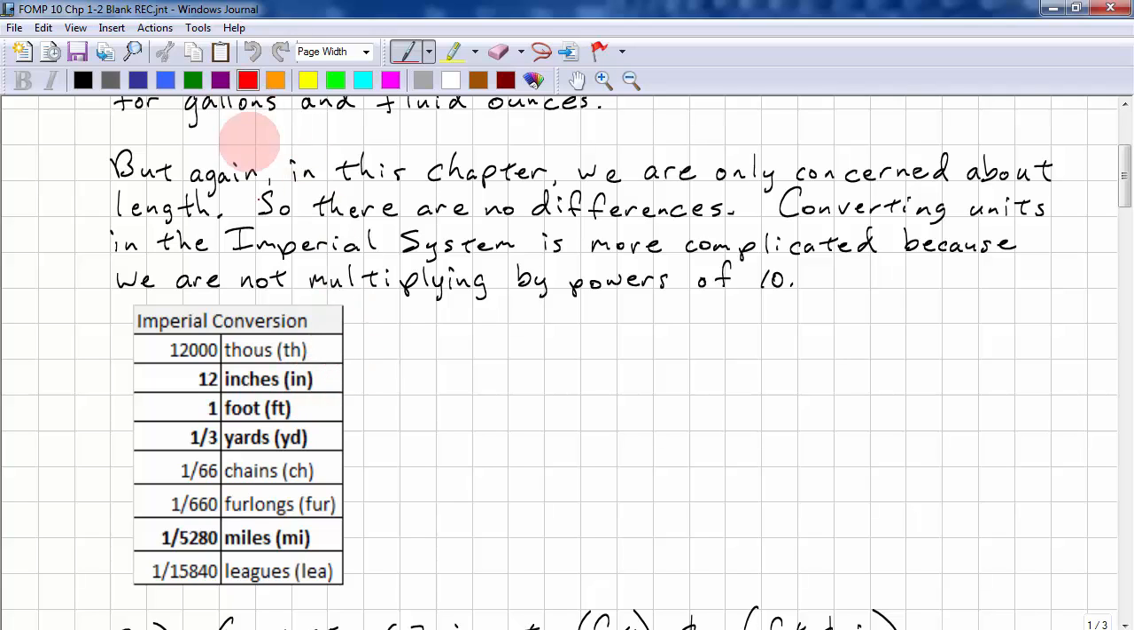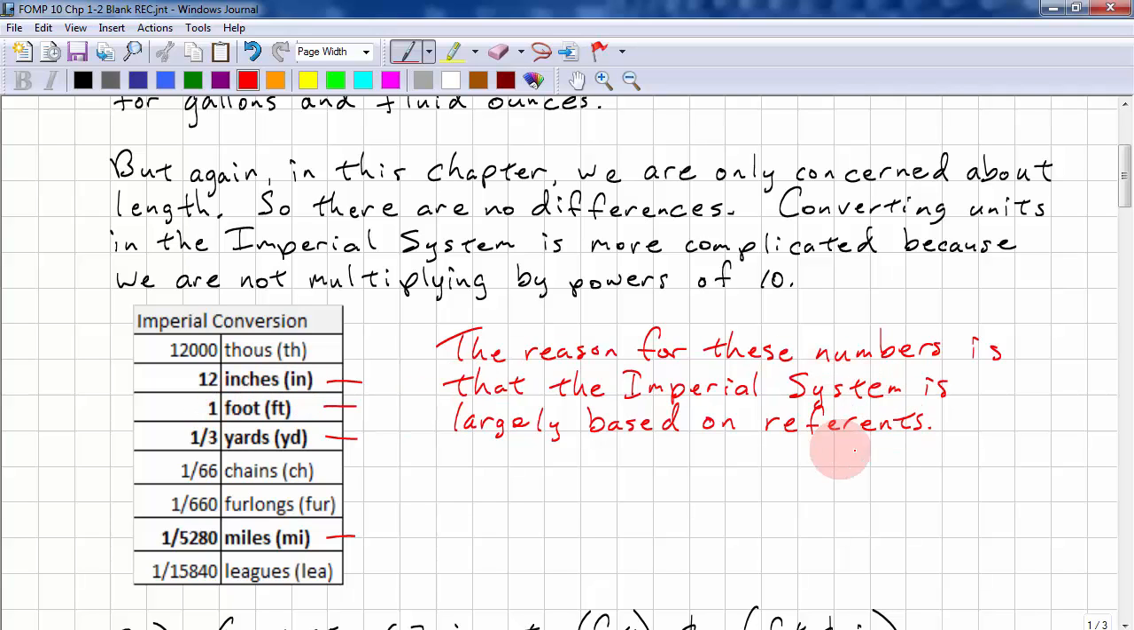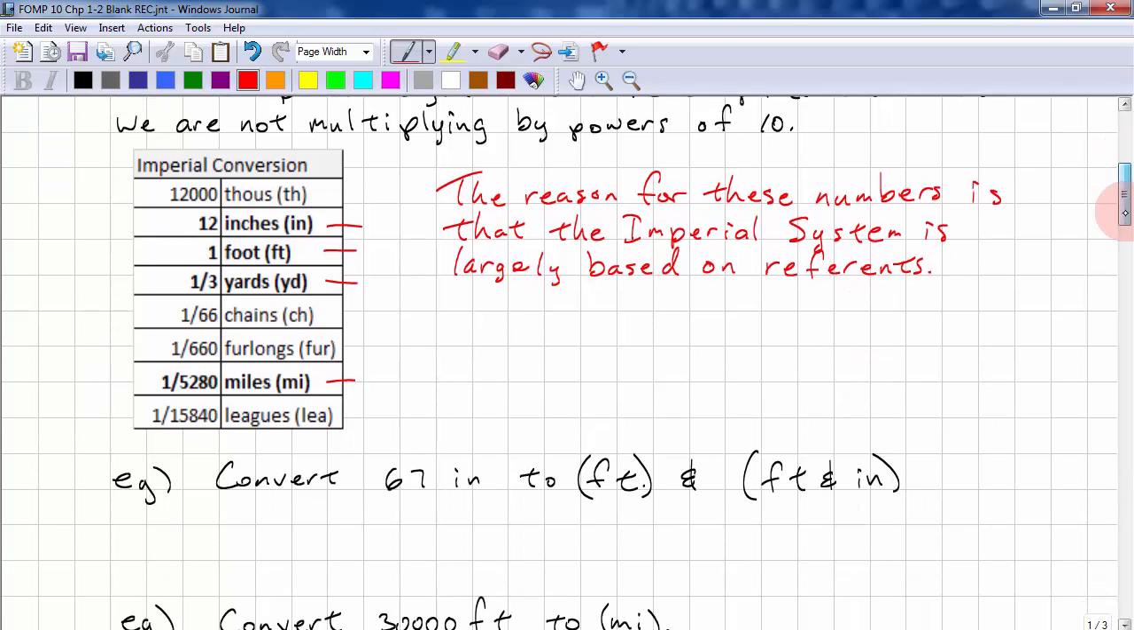So the bold ones are the ones that we're most interested in: inches, feet, yards, and miles. Okay, and the reason for these weird numbers is that the imperial system is largely based on reference. Okay, so let's do some converting.